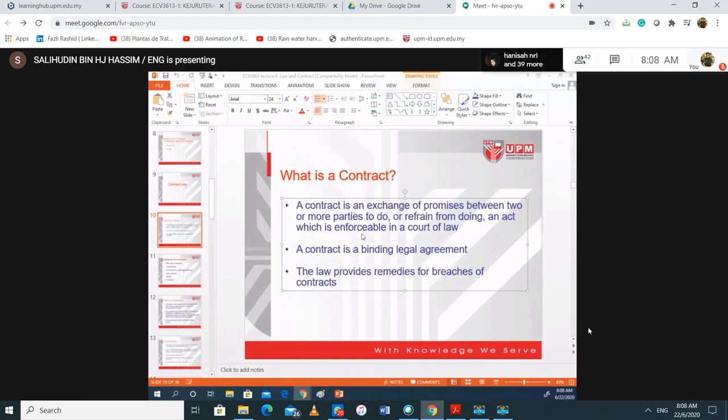Example, you are working with a company. The contract states that you are not allowed to get involved with other company. It means what? You agree not to do something. That's a contract.